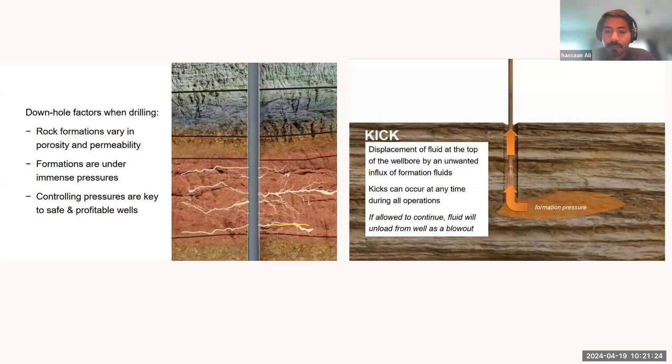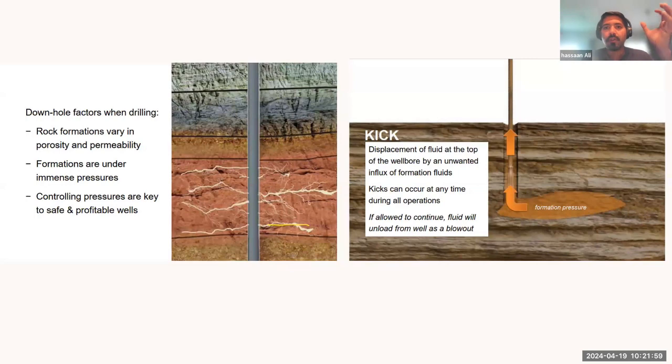So it's very important because if you do not control the kick, it will result in a phenomena which is called blowout. In a blowout, what essentially happens is that you will have an uncontrolled influx of this formation fluid into your borehole. You will be trying to inject mud at a higher pressure, but it's too late because you didn't control the kick. Now, what will happen is that formation pressure will go all the way to the surface, and it will result in a blowout. And an uncontrolled blowout can result in a loss of well integrity.